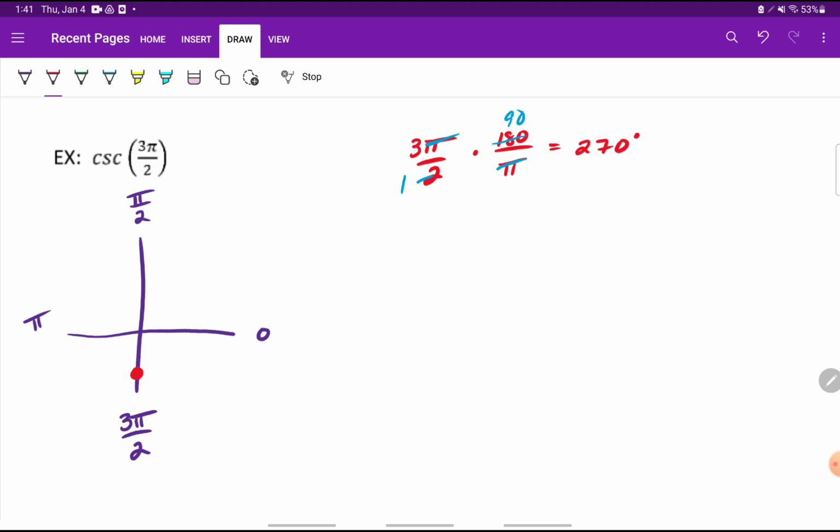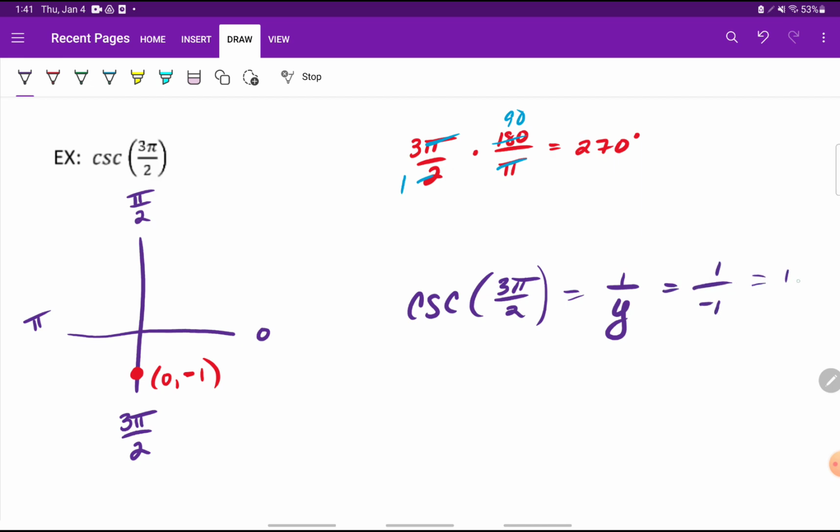We just choose a point, and since we're on the unit circle, that point is going to be 0, negative 1. Cosecant is the reciprocal of sine, which is y, so cosecant of 3 pi over 2 is going to be 1 over the y value. So that's 1 over negative 1, which is negative 1.